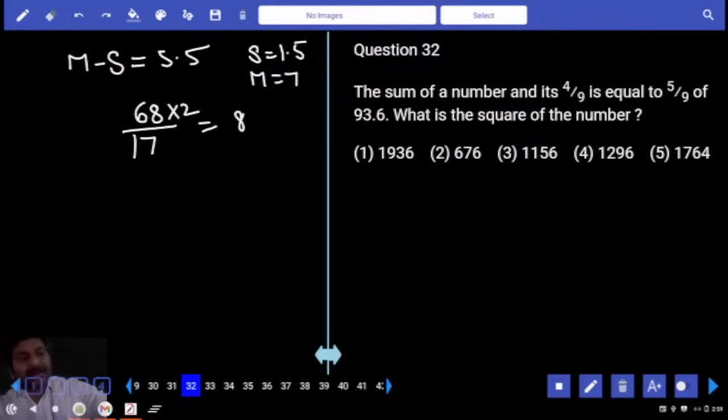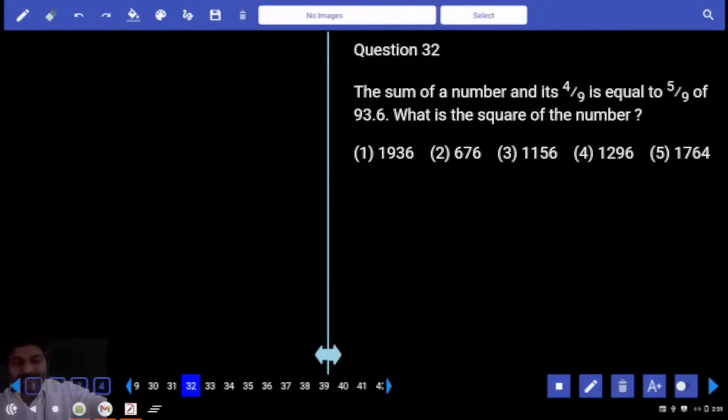The sum of a number and its 4/9 is equal to 5/9 of 93.6. What is the square of the number? 5/9 of this number, is it a 9 multiple? So this 9 and this 9 get cancelled and you will get an integer. Correct? And that integer is equal to the number plus 4/9 of the number.